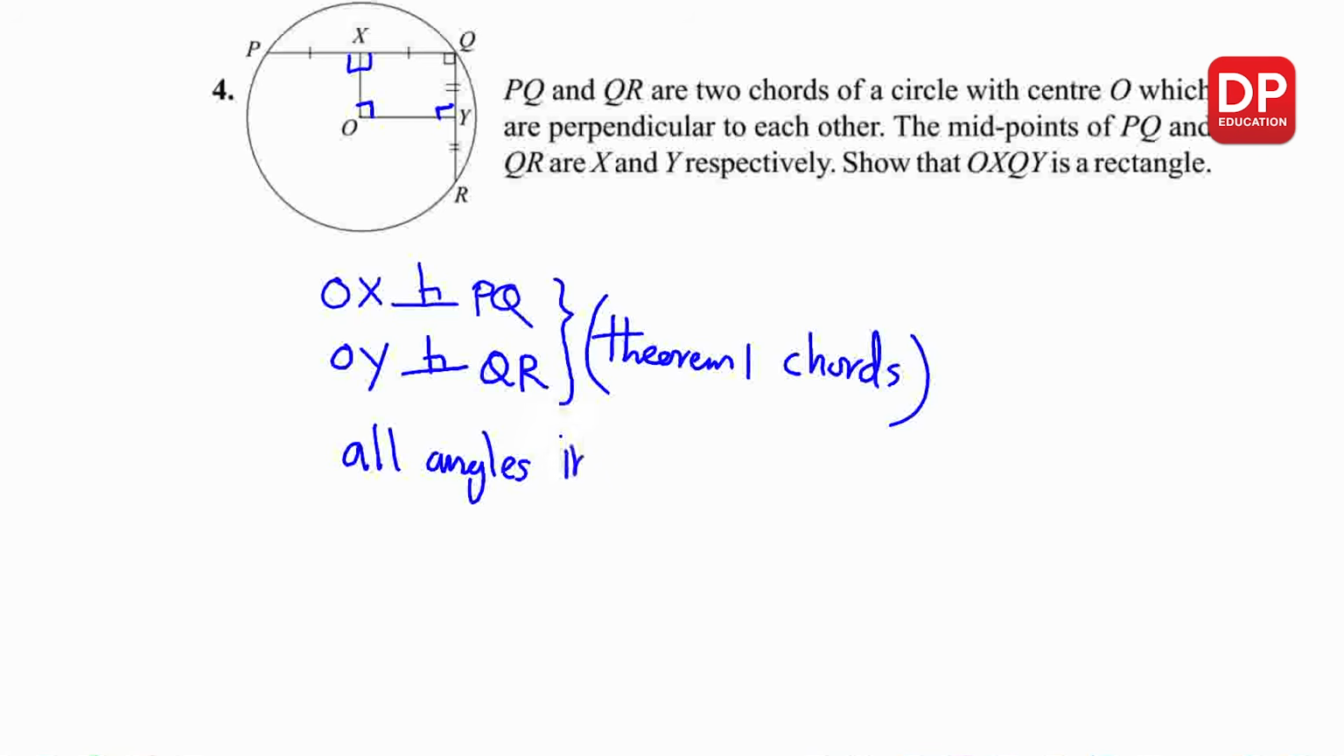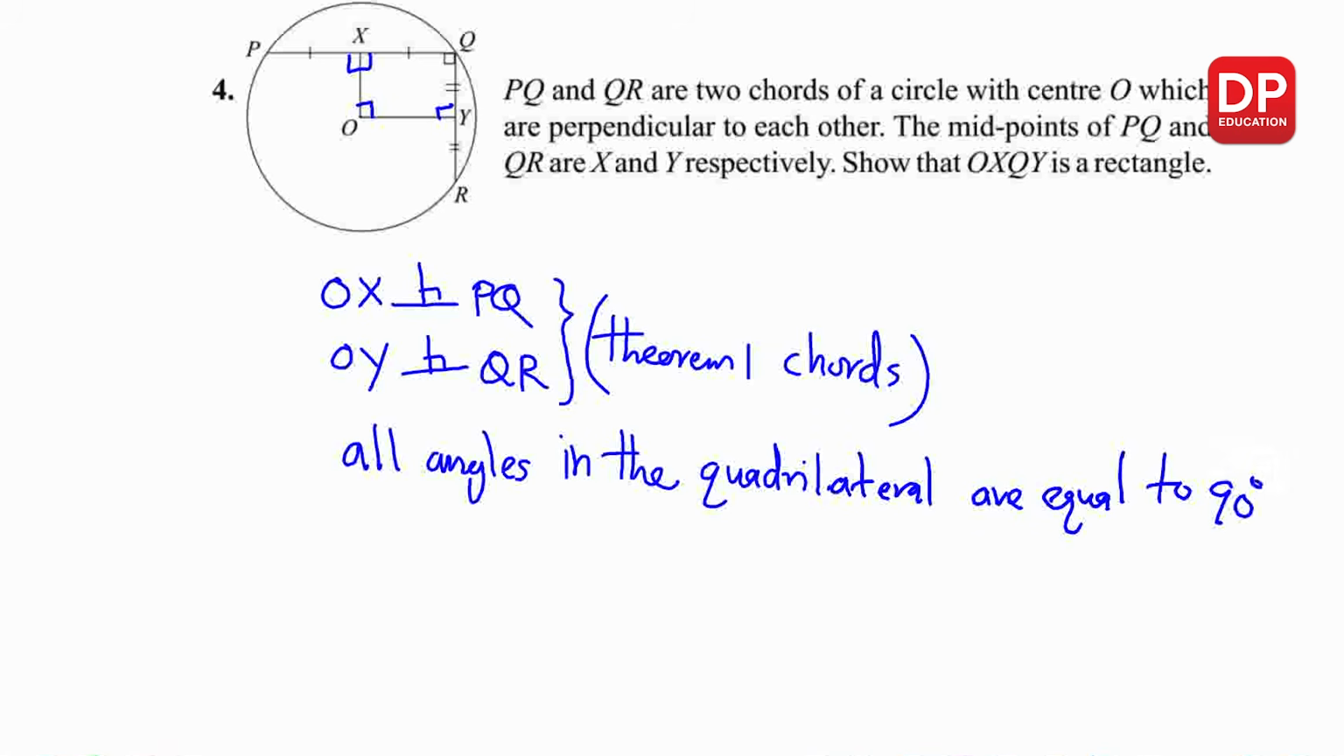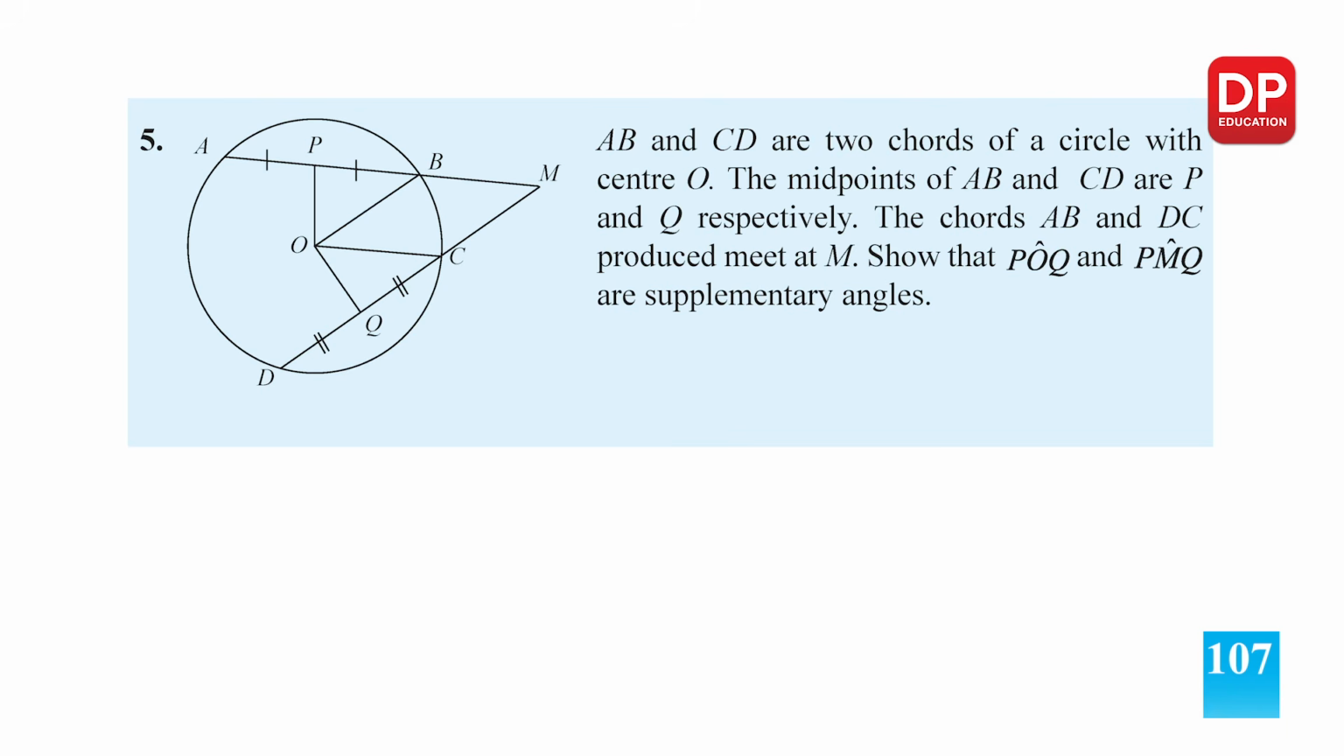So here we can say all angles in the quadrilateral are equal to 90 degrees. So therefore we can say OXQY is a rectangle. So we'll move to the next question.